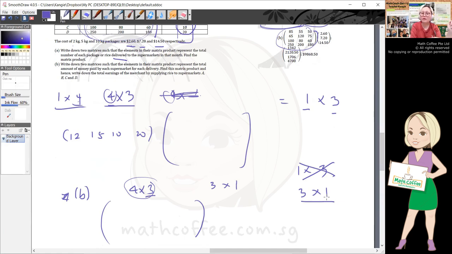So 3 by 1 means it's 3 rows, 1 column. Correct? So it means that this one, I will have to put it as 260, 720, and 1450, because it is called 3 by 1. Then it will be a valid multiplication. You understand? So this will be the 2 matrix. And after that you get the 4 numbers.